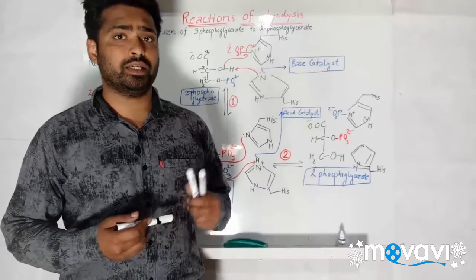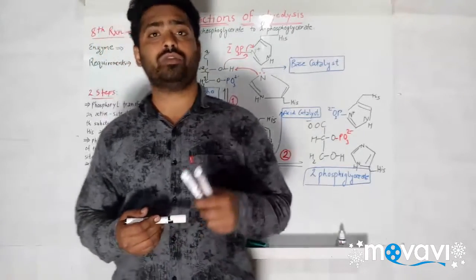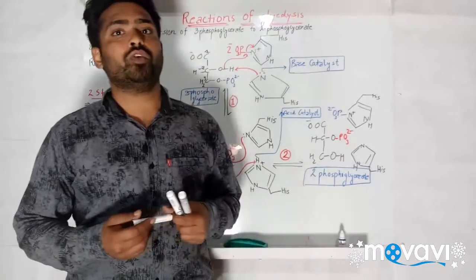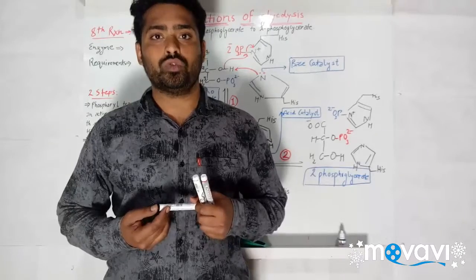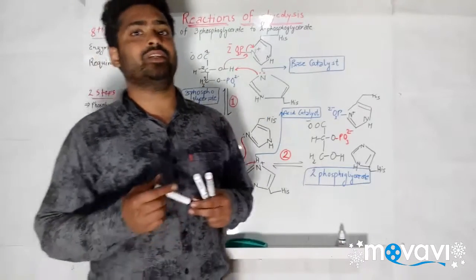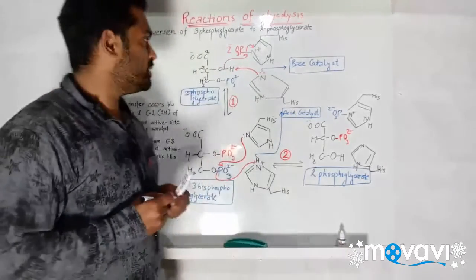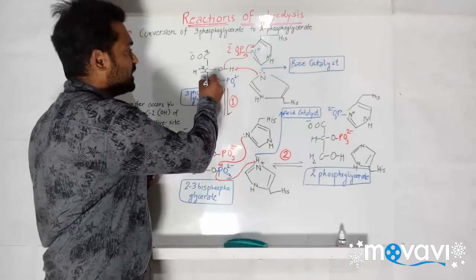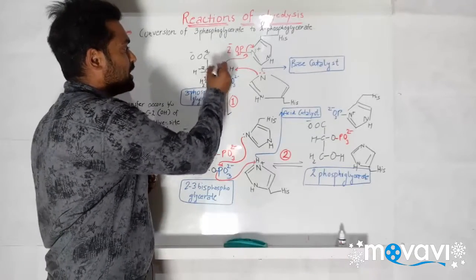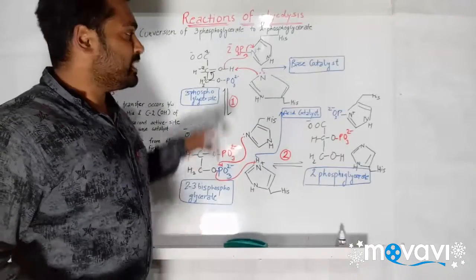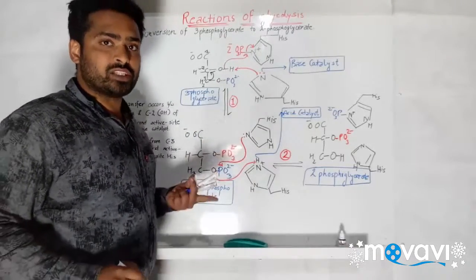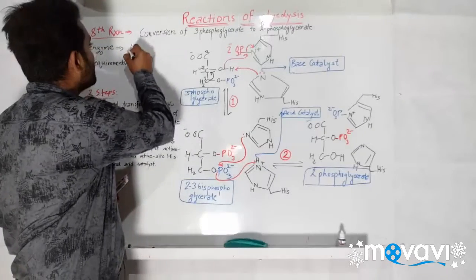So the first reaction of the video is the 8th reaction, where we convert 3-phosphoglycerate into 2-phosphoglycerate. So there is a shift of a phosphoryl group. That shift is from the 3rd carbon to the 2nd carbon. This phosphoryl group is transferred to the 2nd carbon. The enzyme responsible for this shift is mutase.